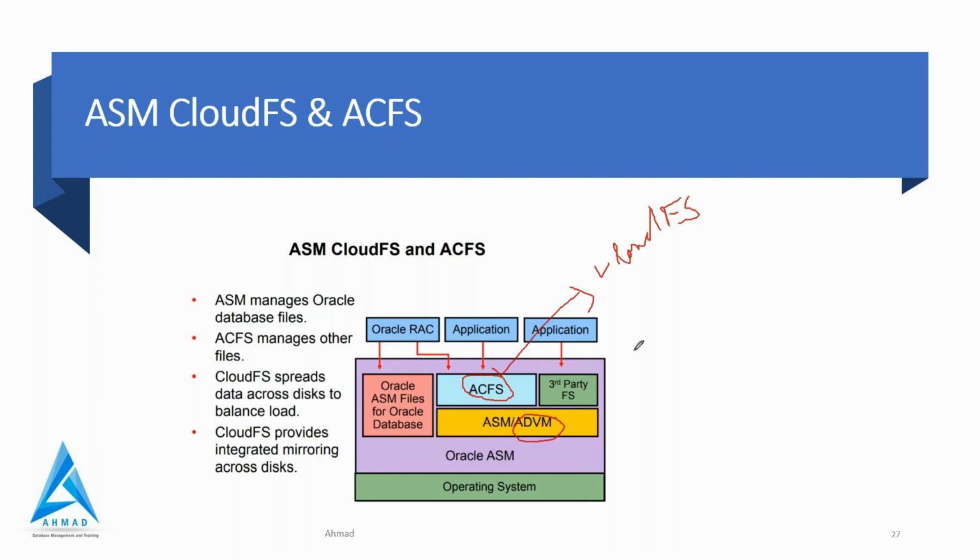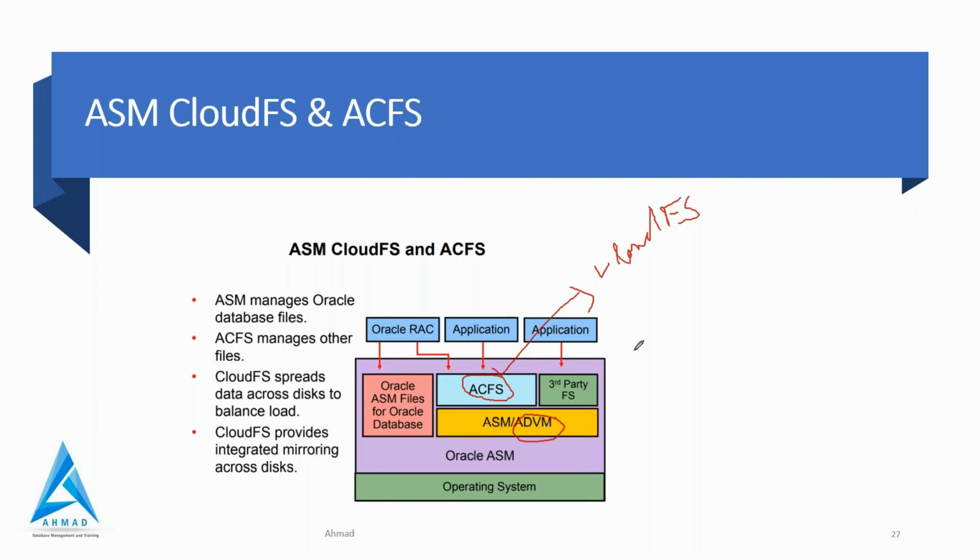Oracle ACFS is a multi-platform, scalable file system and storage management technology that extends Oracle ASM to support all customer files. If you are using ASM, it will store the database files. If you are using ACFS, it will manage other files like Excel files, text files, and photo files. That is the work of ACFS.